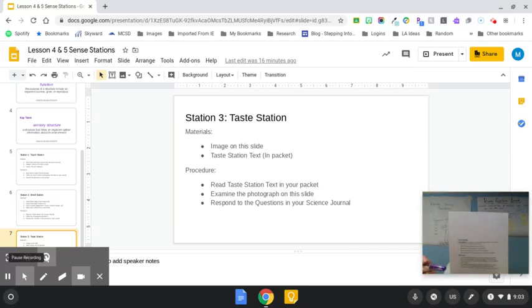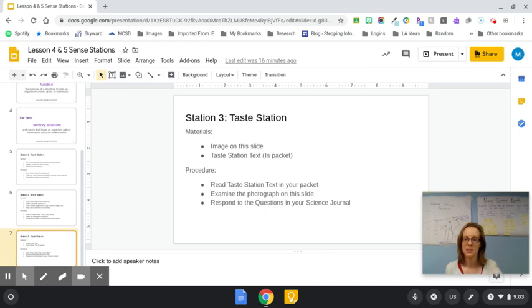You will then look at this sheet and it tells you that all you need to do is to read the taste text, which was the one I just held up. You'll examine the photograph at the station. I've actually placed the photograph on this slide. It doesn't show up there yet, but it will be on there because it's much better if you see it in color. So you'll want to look at the photograph on the slide.